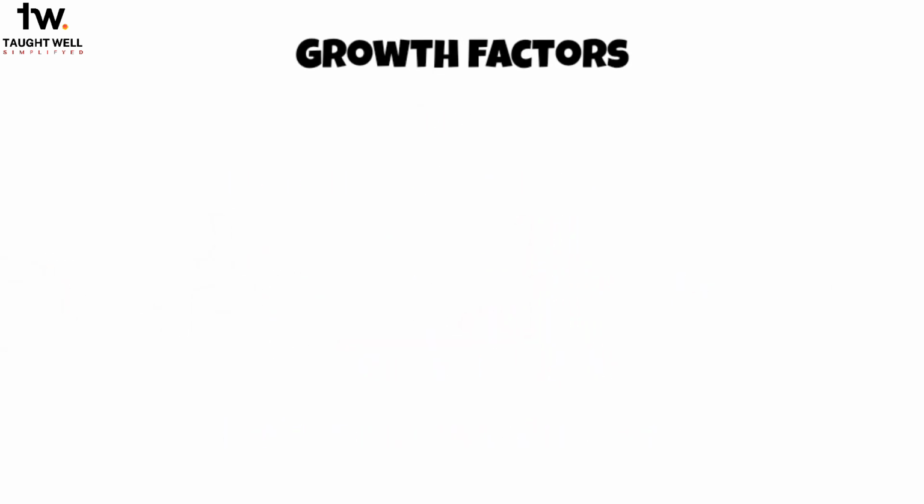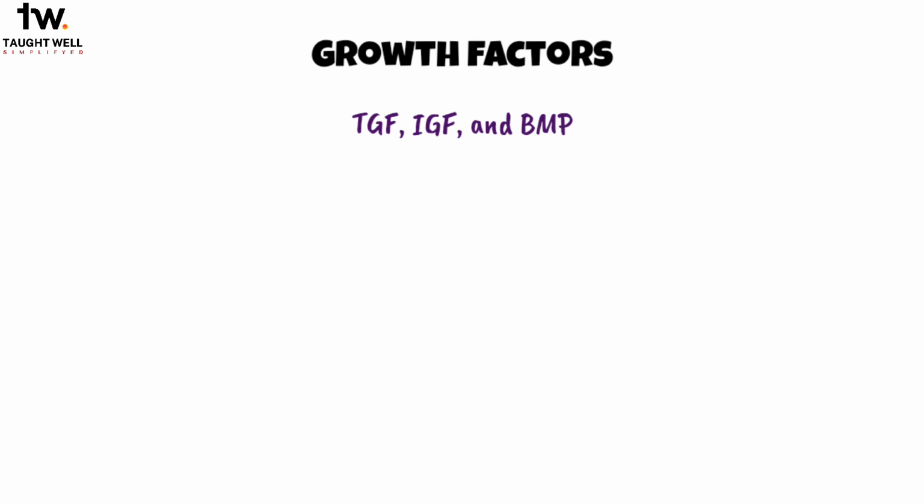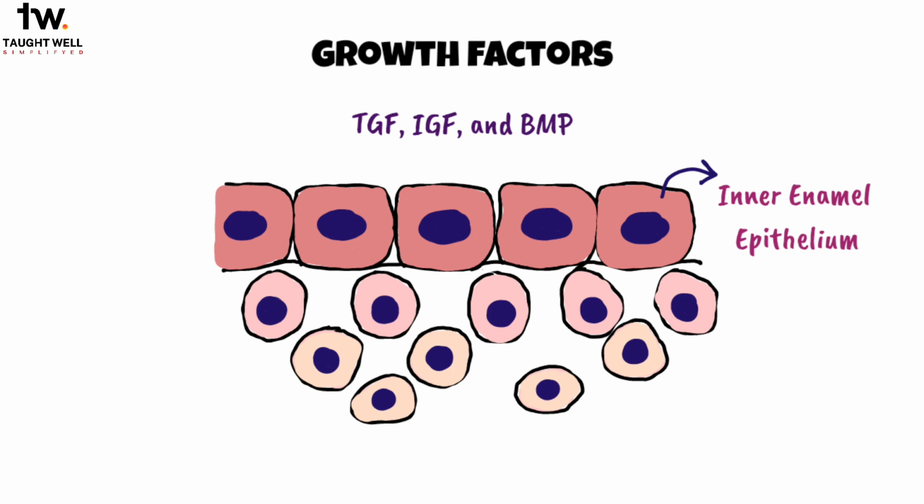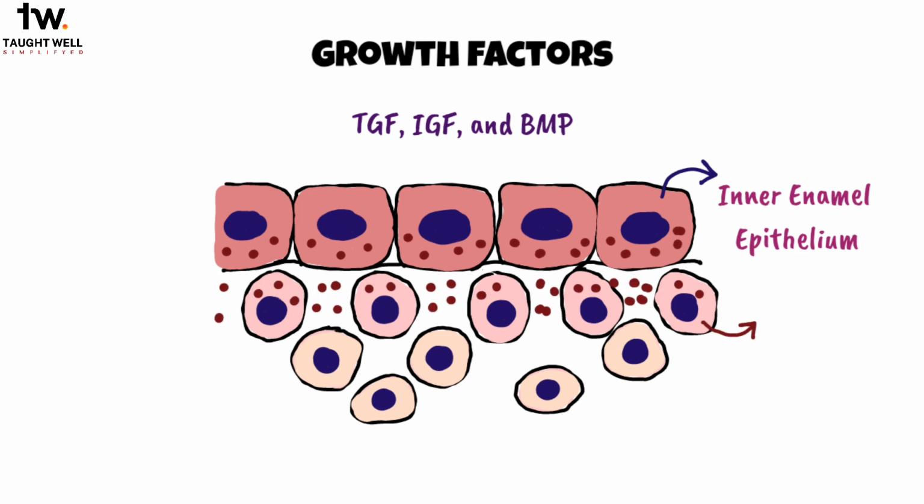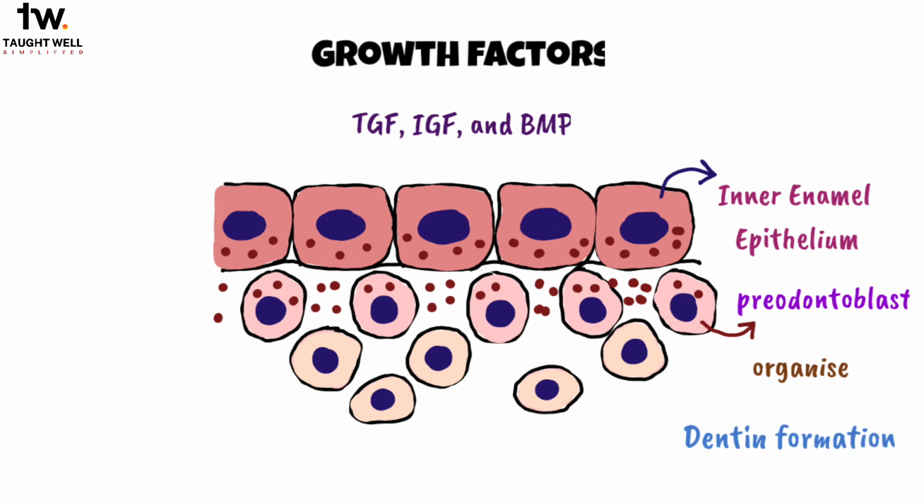Secondly, there are growth factors such as TGF, IGF, and BMP. These are naturally occurring substances found in the inner enamel epithelium, a specific layer of cells in developing teeth. These growth factors are released and then absorbed by preodontoblasts, which are precursor cells to odontoblasts. Once absorbed, these growth factors act like power-ups, enhancing the abilities of preodontoblasts to organize their internal structure and perform their role in forming dentin.